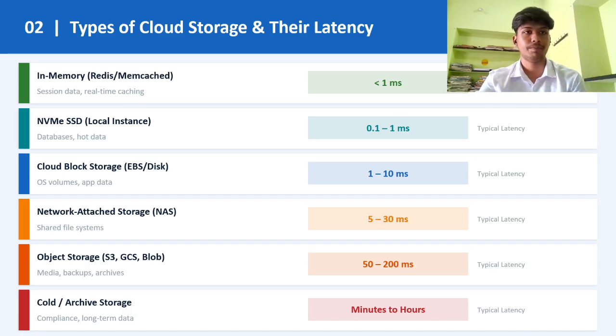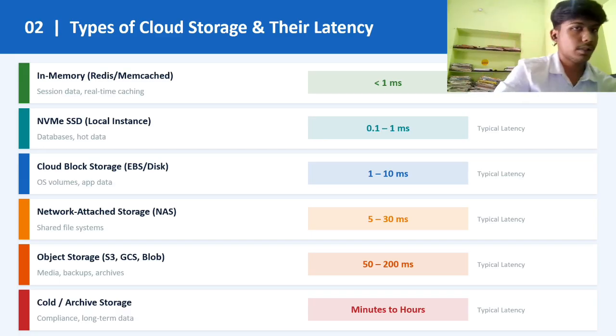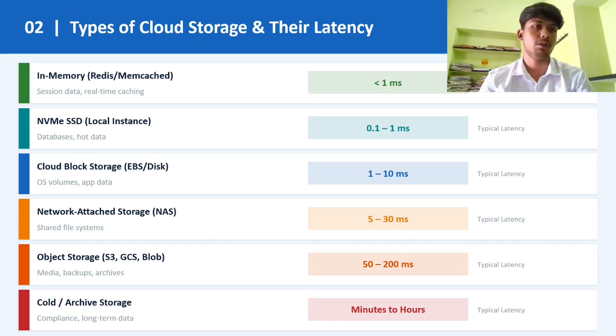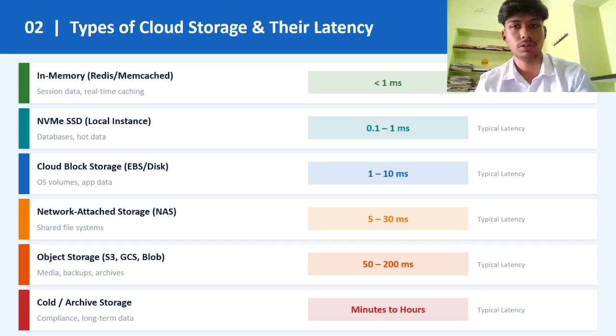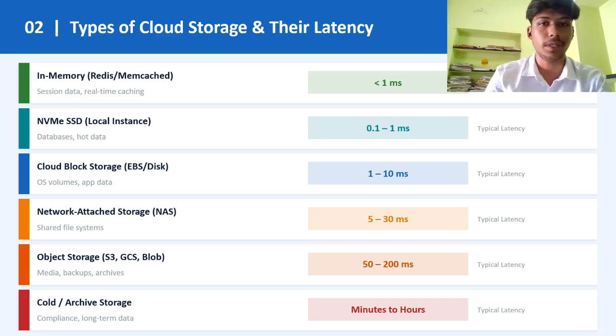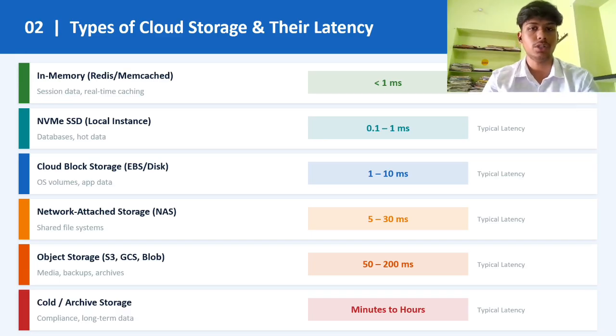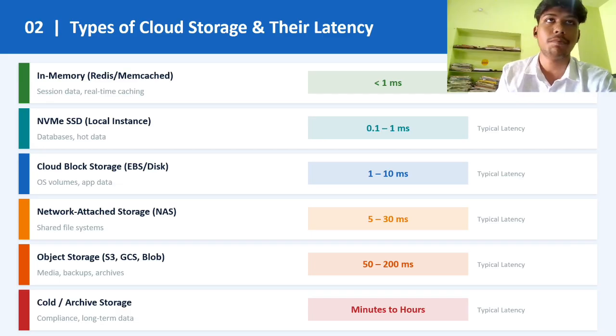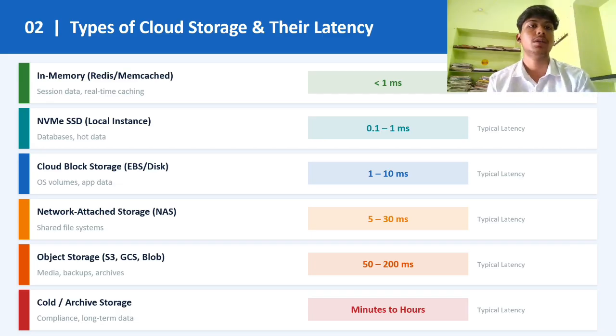The first we have is in-memory. But here's something really interesting: not all storage is the same. There are different types of cloud storage, and they have very different speeds. Let me walk you through each one. Think of this like different types of transport systems. Some are super fast, and some are very slow, but each one is useful for a different application or purpose.